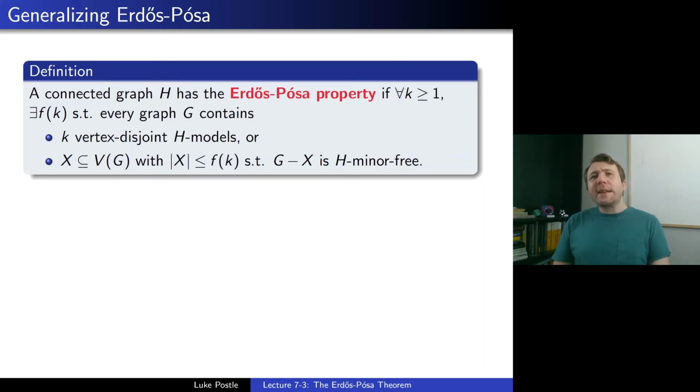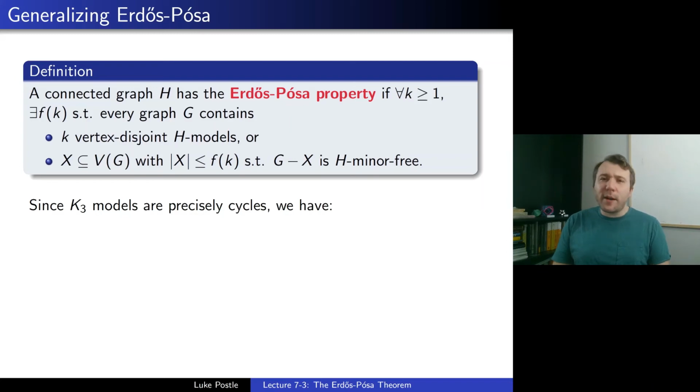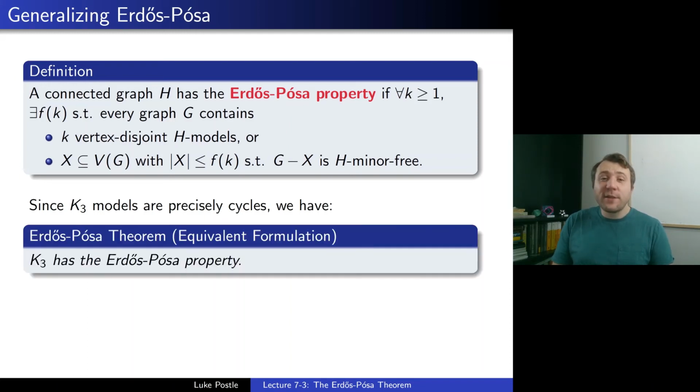So why is that a nice way to think about it? Well, basically because K3 models would be essentially precisely the cycles, right? It depends on how you define model. If you mean it in a minor sense, then this is true. So basically, if we look at the Erdos-Posa property, could we find k vertex disjoint cycles or something that gets us K3-minor-free, i.e. a forest. So when you realize this, you see that the Erdos-Posa theorem's equivalent formulation is that K3 has the Erdos-Posa property.